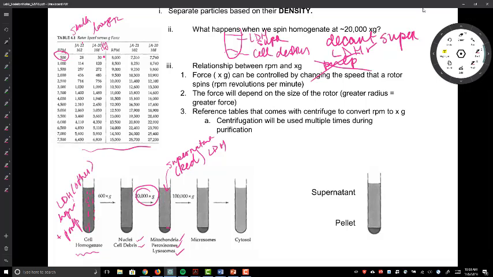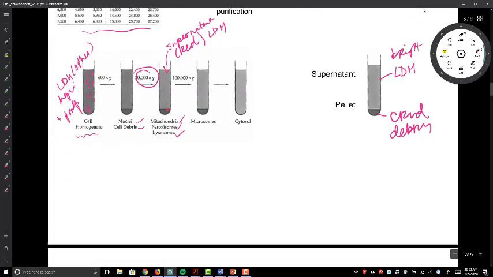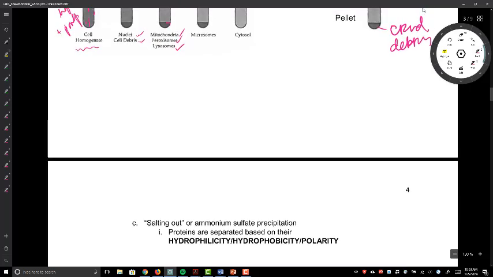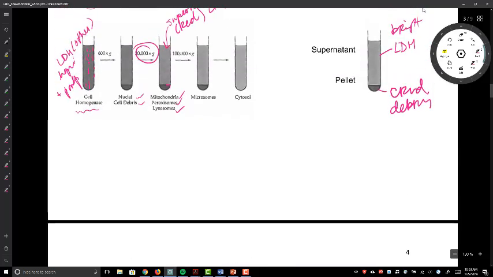But anyway, yes. So remember, LDH is in this bright red supernatant, and then the pellet is where all the cell crud is, or cell debris. I guess that's a nicer way to put it.